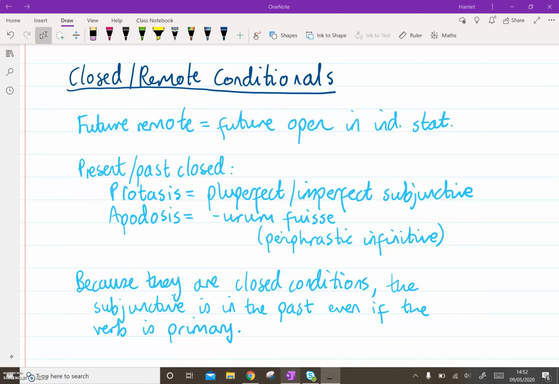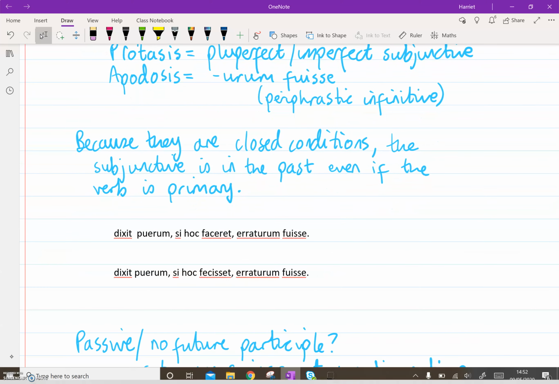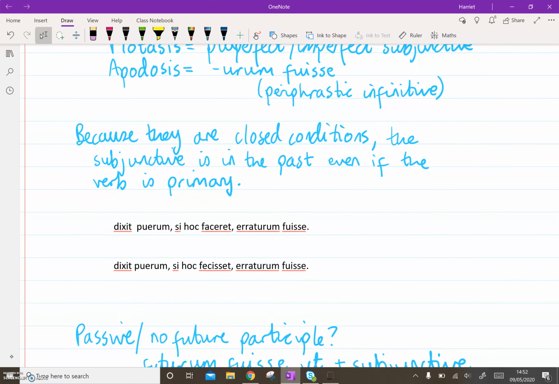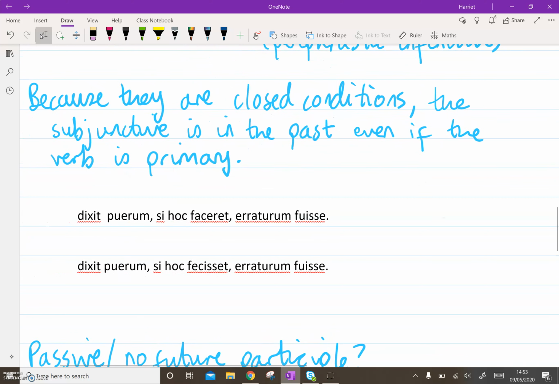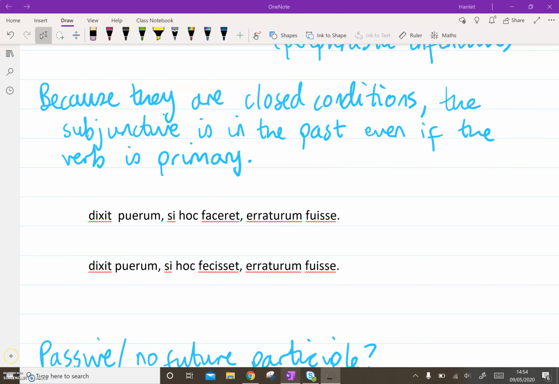Okay, the examples then that are given on page 93 are these two. So we'll just have a little look at them and hope that this makes things make a bit more sense. Okay, so remember that a present closed conditional originally would have used the imperfect subjunctive. So it makes sense in this first one that the imperfect subjunctive shows up. So we start off with, he said that the boy. So that's part of the indirect statement. We've got our infinitive here at the end, erraturum fuisse. Okay, now that is the to have been about to something.